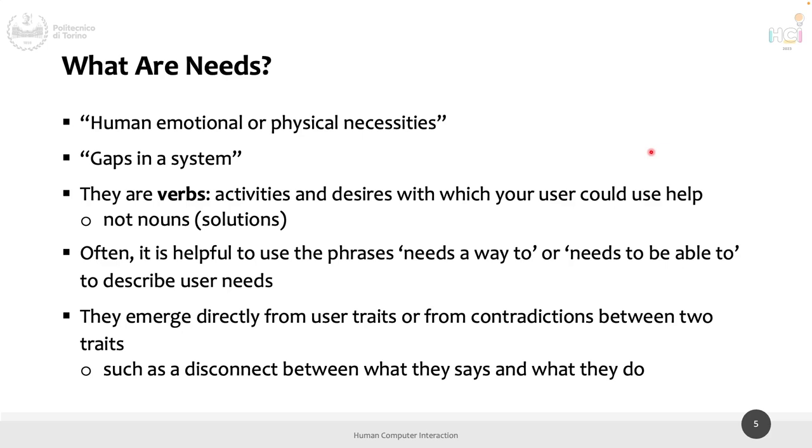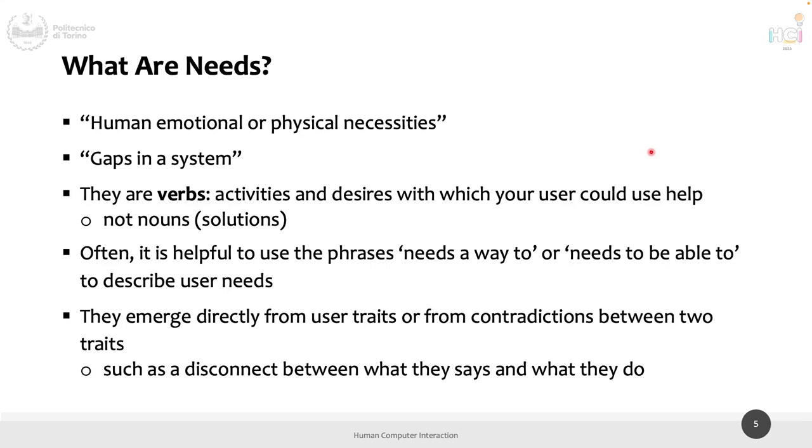And often it's helpful to use the phrase, someone needs a way to do something, or someone needs to be able to do something, to describe needs. So this is a trick to write better needs and to identify needs in an easier way. And needs emerge directly either from user traits, from what you can see, observe, know, or from contradiction between traits. Like there are two things that are contradicting a little bit, and so in the middle there is a spot, there is an opportunity to do things.